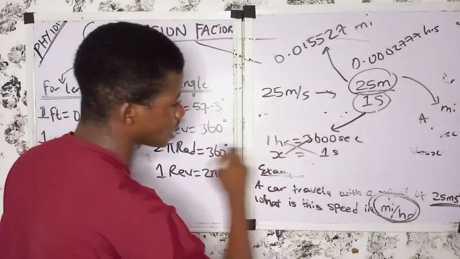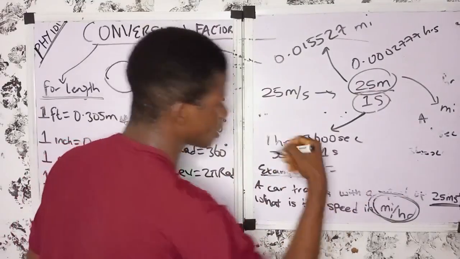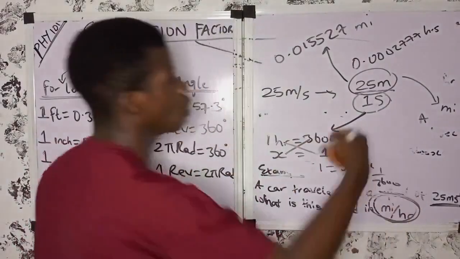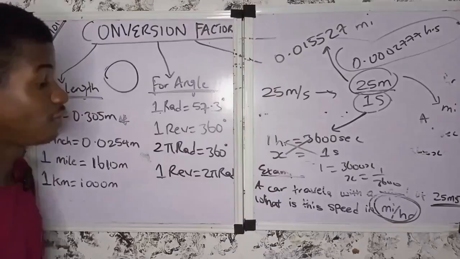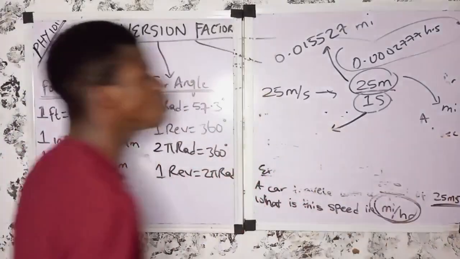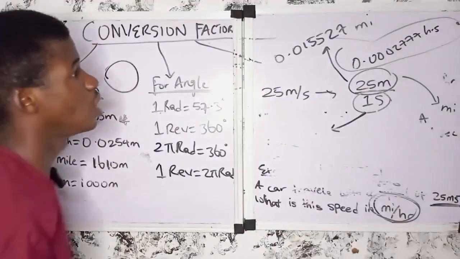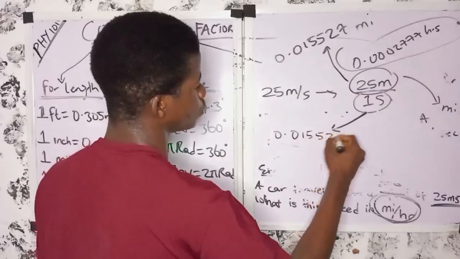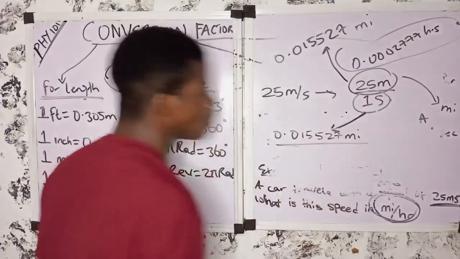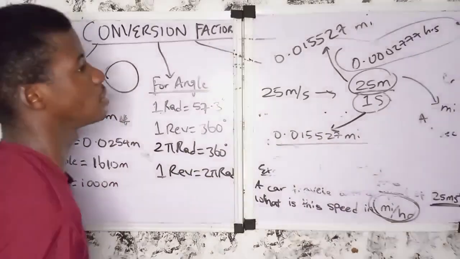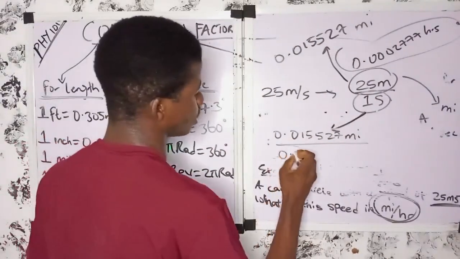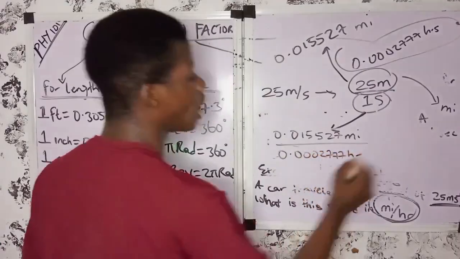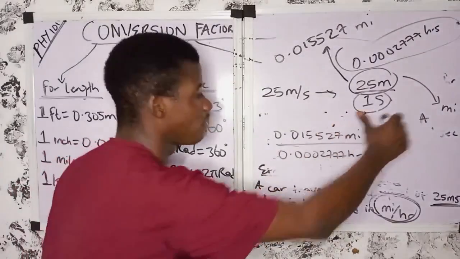So if we take everything, 1 times 1 gives us 1, then S times 3,600 gives us 3,600 S. If we make S stand alone, 1 going to 3,600, we arrive with what? This answer, right? We have done it before. So in the end of the day, we arrive with 0.01557 mile divided by 0.002777 hour. Okay, yes, but this is not our final answer.